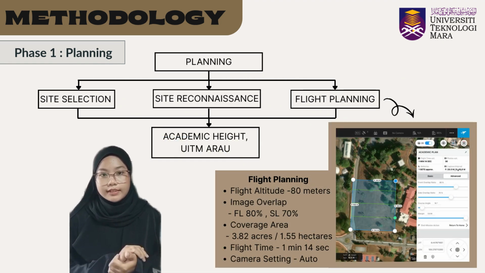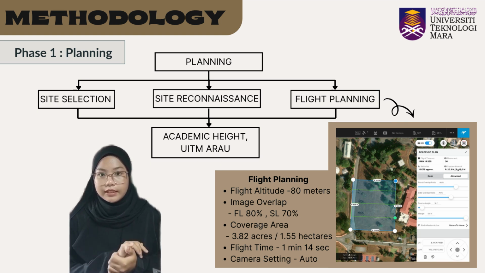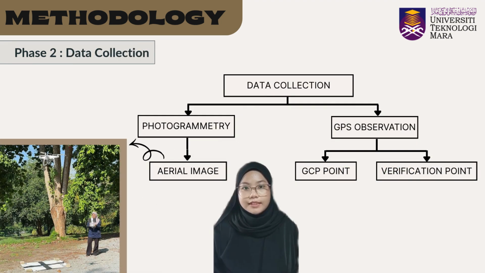The flight altitude is set as 18 meters and the image overlap is front lap 18% and side lap 17%. The coverage area for this study area is 1.55 hectares and the flight time is 1 minute 40 seconds. And the camera setting is auto. Next, phase 2 is data collection.